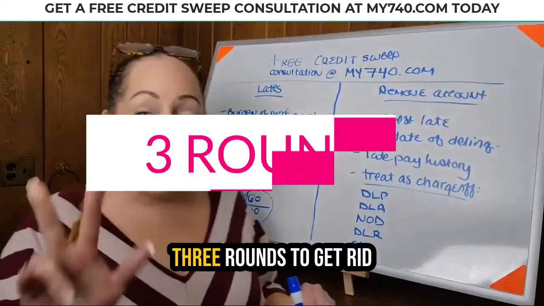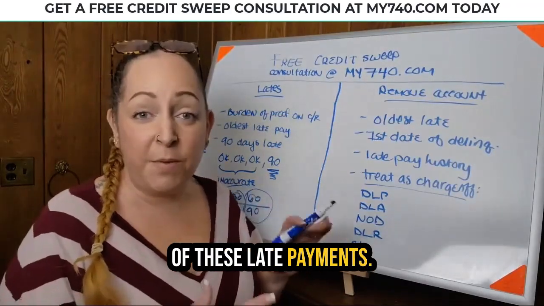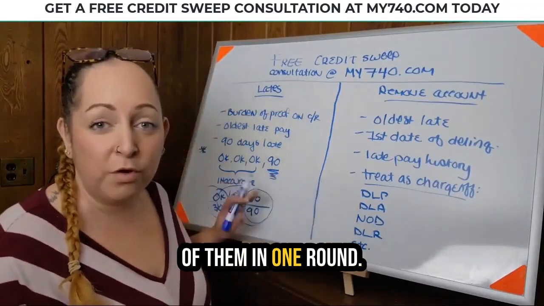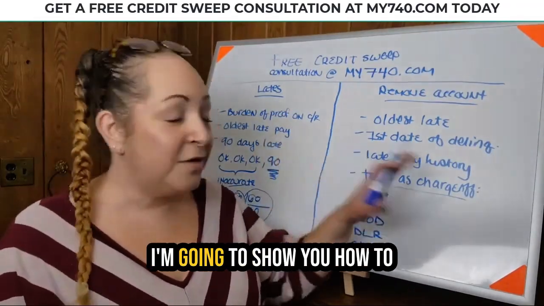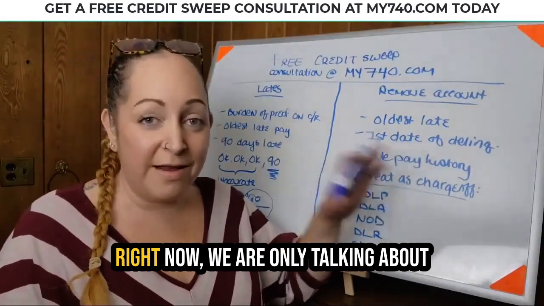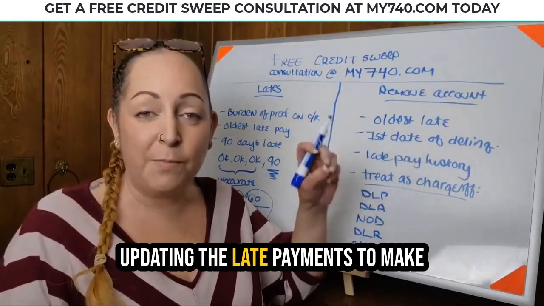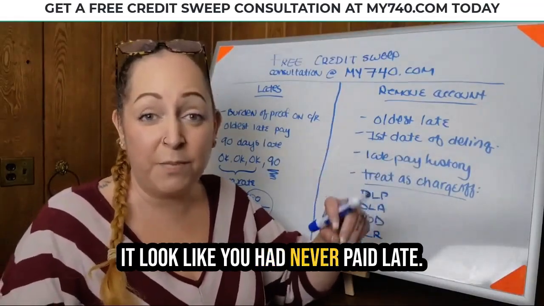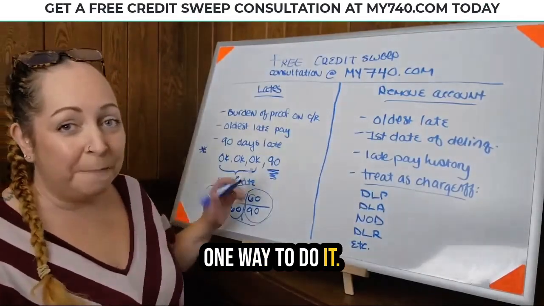That is 3 rounds to get rid of these late payments. We're not going to use all of them in 1 round. Make sure you stay because I'm going to show you how to remove the entire account. Right now, we are only talking about updating the late payments to make it look like you had never paid late. One way to do it.